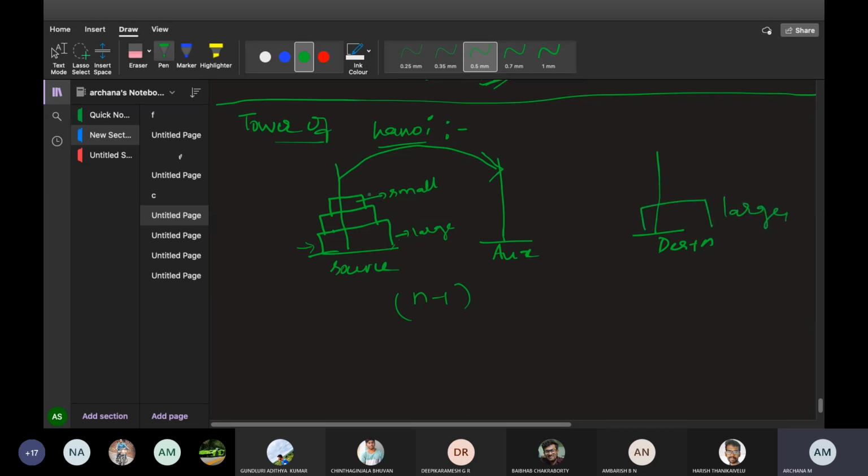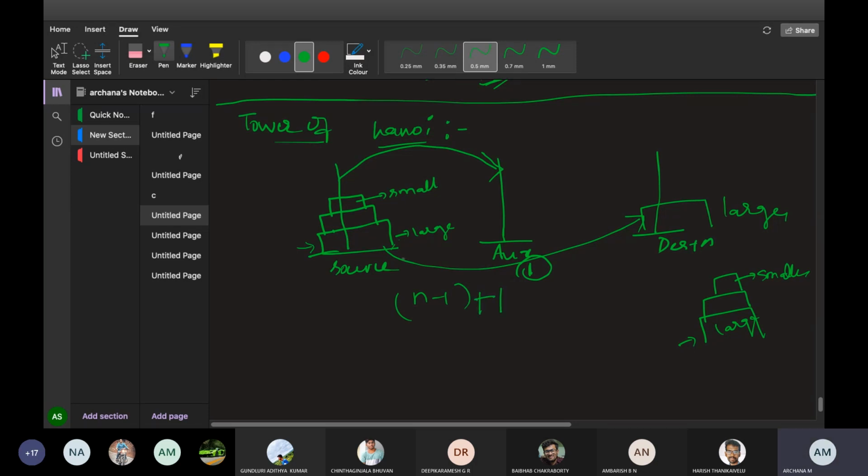So I should move all the n minus 1 plates, and finally the last one should come here, right? That is, the last remaining one will come. The n minus 1 plates will move from source to auxiliary, and again from auxiliary to destination I'll move. Finally, the last plate will be shifted to the destination, so that the plates are like this: the larger at the bottom and the smaller on top. So this is how I need to move. First I move all n minus 1 plates, then finally move the last plate.